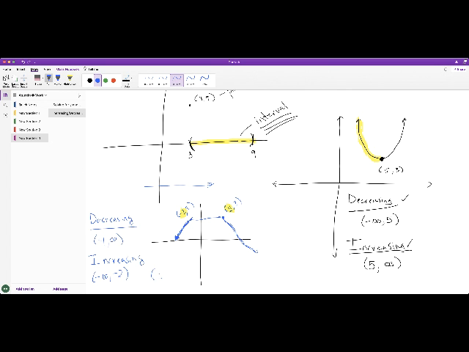And then where is it constant? It is constant from here to here. So from -2 to 4, I'm sorry, -2 to +4, not -4. That's where it is constant. Okay. So that's decreasing, increasing, and constant functions.